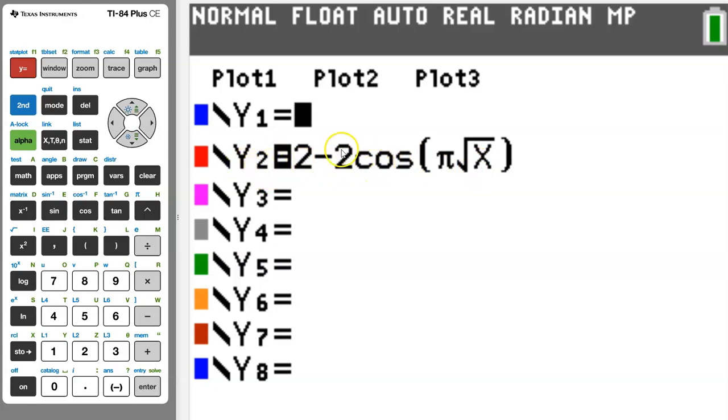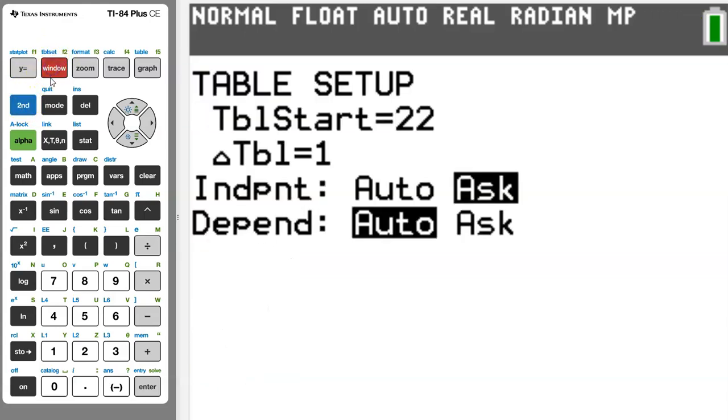To evaluate the function, I am going to use the table feature. Normally I would hit second graph right now to access the table feature. But before we do that, I need you to adjust one setting. Hit second window to access the table setup menu. Make sure that the independent variable is set to ask instead of auto. You can leave the dependent variable on auto. Then hit second table.